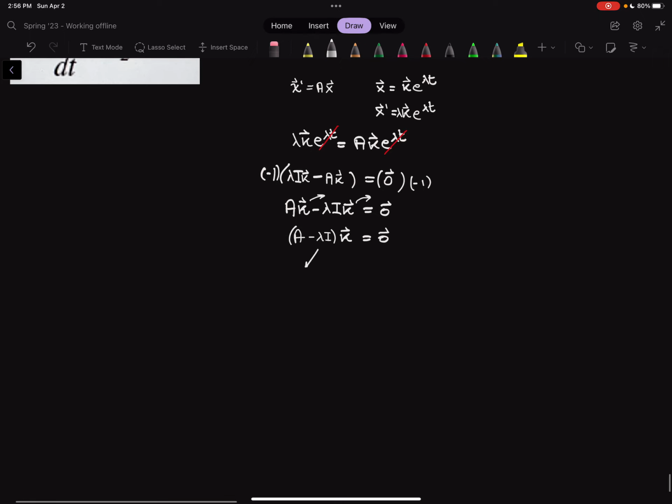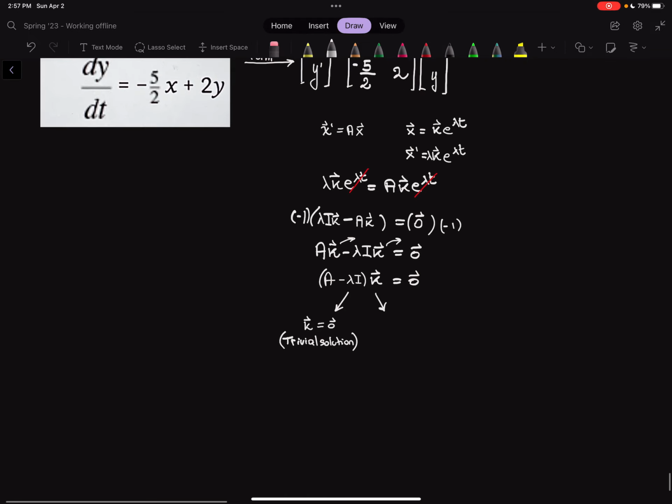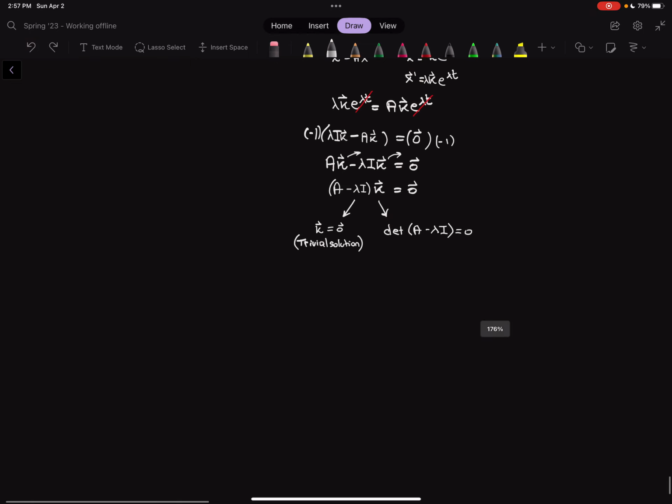There's two ways that this can happen. Either k is equal to the 0 vector, and this is called the trivial solution. And we're often less interested in this solution because it's a little bit less useful. And then if the determinant of A minus lambda I is equal to 0, then that means that this term right here will make a non-zero vector collapse to a lower dimension and get to the 0 vector.